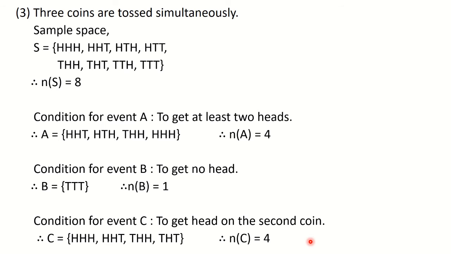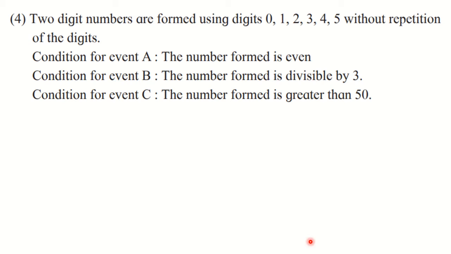Okay, let's go to the next question, question number 4. Two-digit numbers are formed using digits 0, 1, 2, 3, 4 and 5 without repetition of digits. That means 11 is not allowed, 22 is not allowed. We don't have to go for repetition. And we have to form 2-digit numbers, so 01 is not allowed because 01 is a 1-digit number, not a 2-digit number.